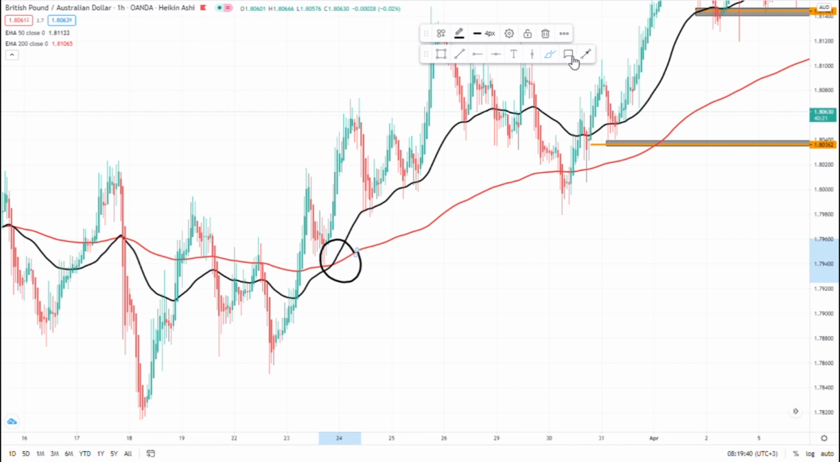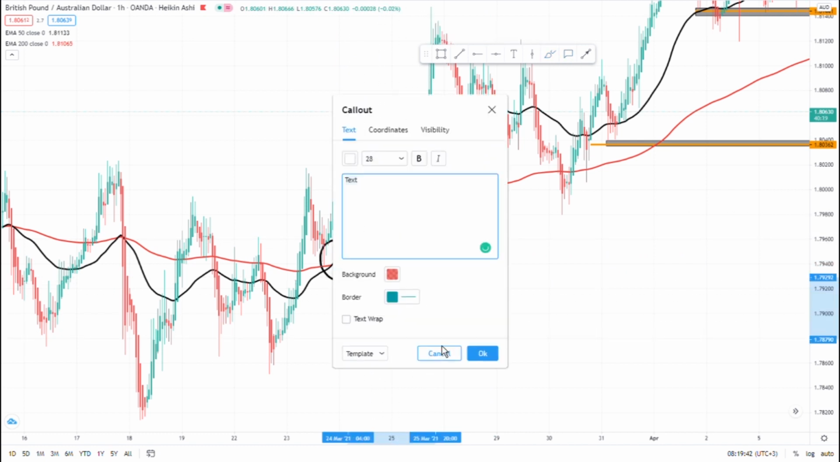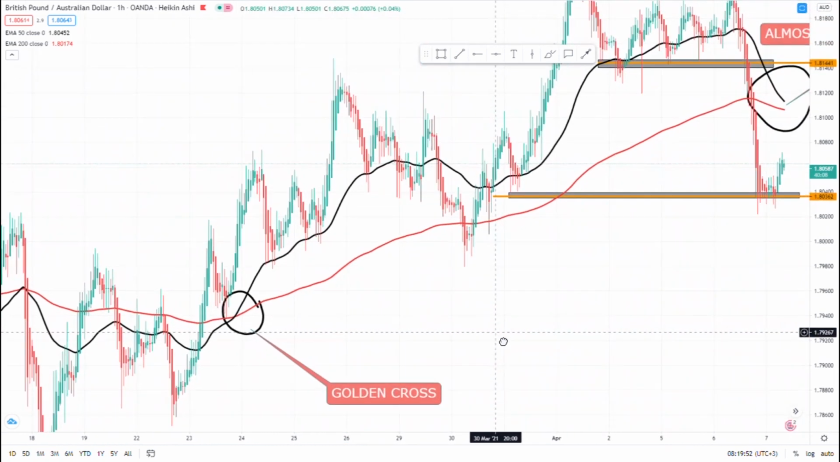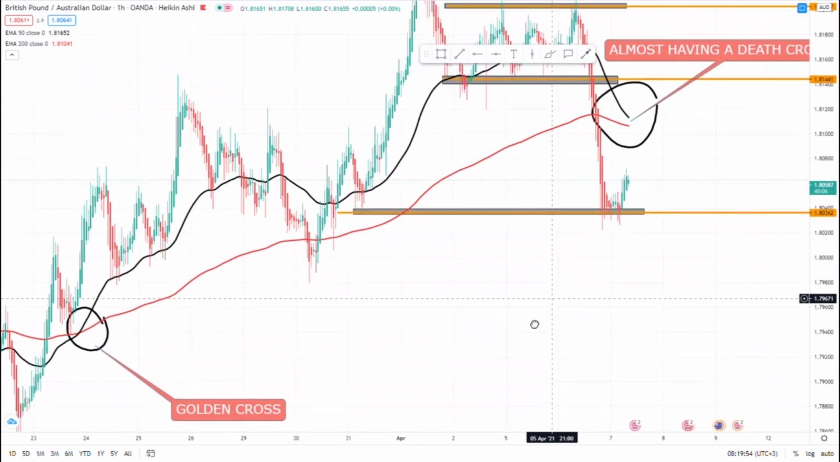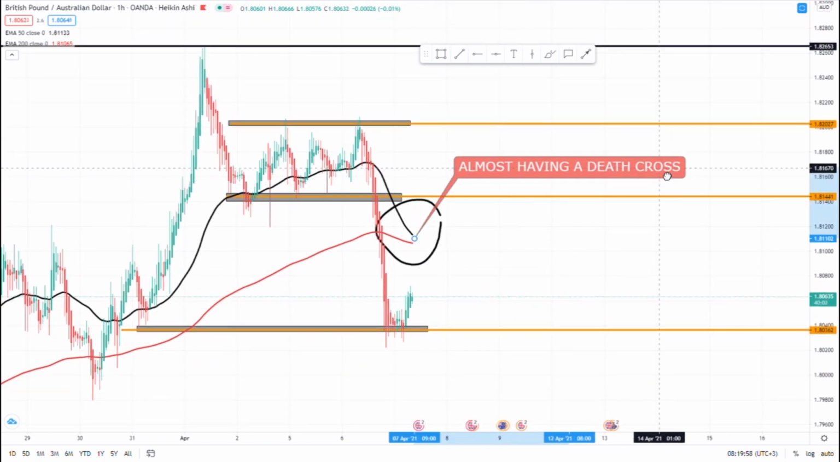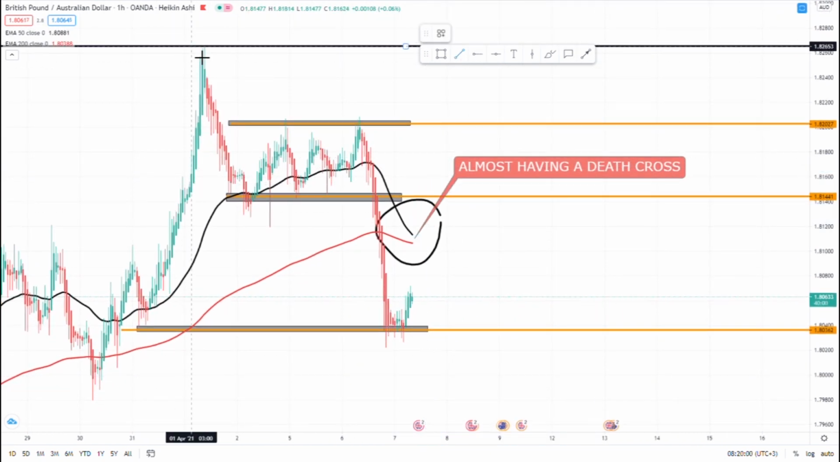So guys, this is one of the examples, and you can see where the golden cross has occurred. Buyers have been strong for a moment, from 23rd of March all the way to 1st of April. So this is long term. It's like more than 2 weeks buyers have been in control.